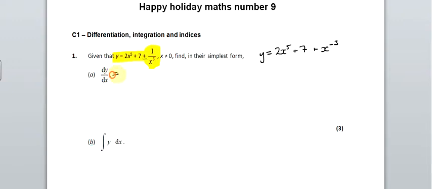So dy by dx equals, so I bring the power down, so it's 10x to the 4, the 7 disappears, and then it's going to be plus minus 3x to the minus 4, and it says simplest form, so we just tidy it up, 10x to the 4 minus 3x to the minus 4. And that's my differentiation done.